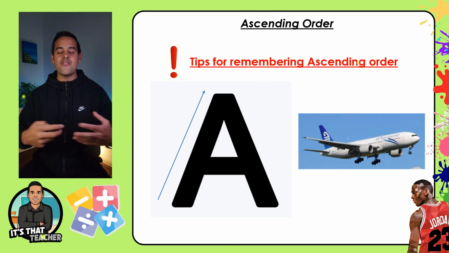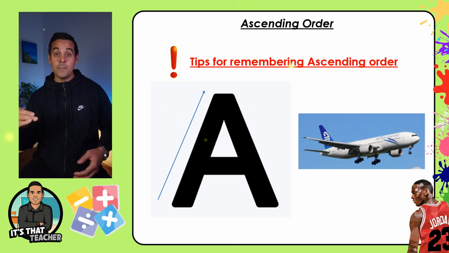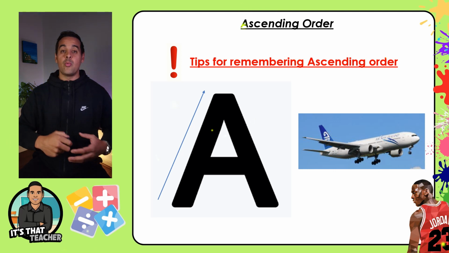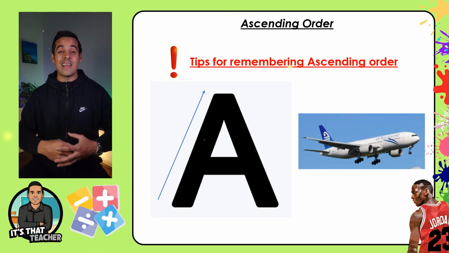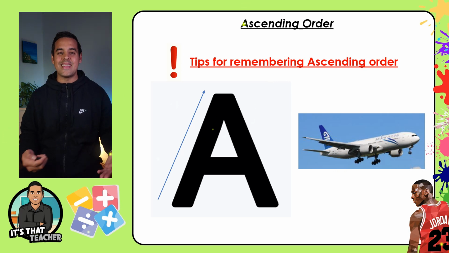And also, A for aeroplane. When an aeroplane takes off, it starts from the ground level, the smallest number, and soars up into the sky, which would be the largest point or the largest number. So those are two cool little ways to remember ascending order.